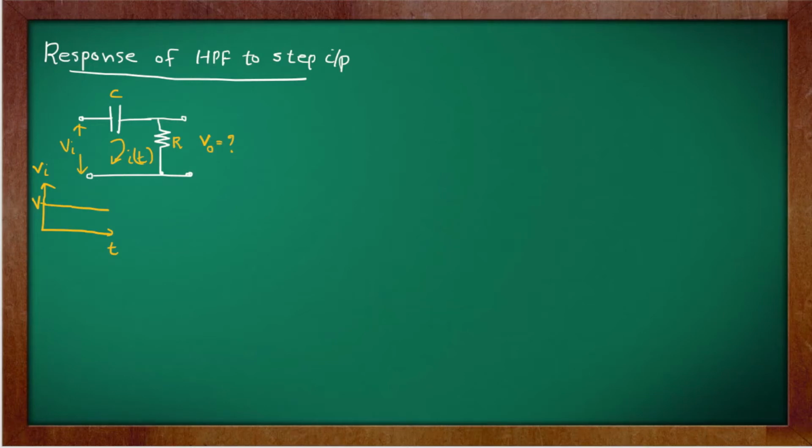Let us see how a high pass filter will behave if a step input is applied to it. So here the input voltage Vi is a step signal of amplitude V. Let capital V be the amplitude of the step signal and Vi be the input applied, and we are supposed to find what is V naught.